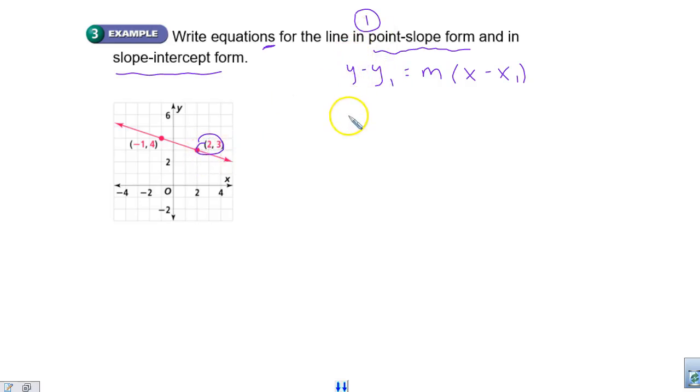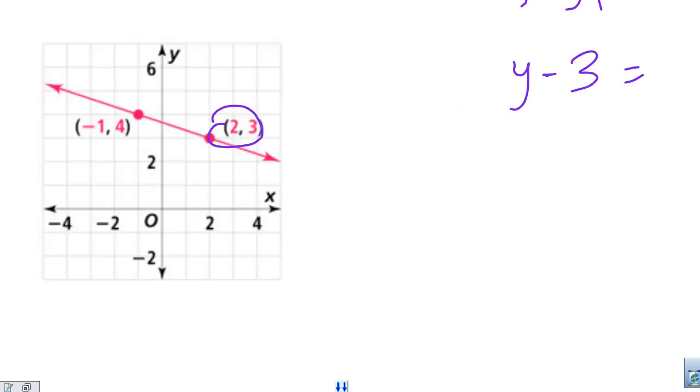So instead of y minus y1, I'm going to have y minus 3. Remember your y coordinate comes second. Equals, I don't quite yet know my slope, so I'm going to leave that blank. And I'm going to do x minus, and then my x1 value here is 2. Now I'm almost done writing this in point-slope form, but I don't know what my slope is.